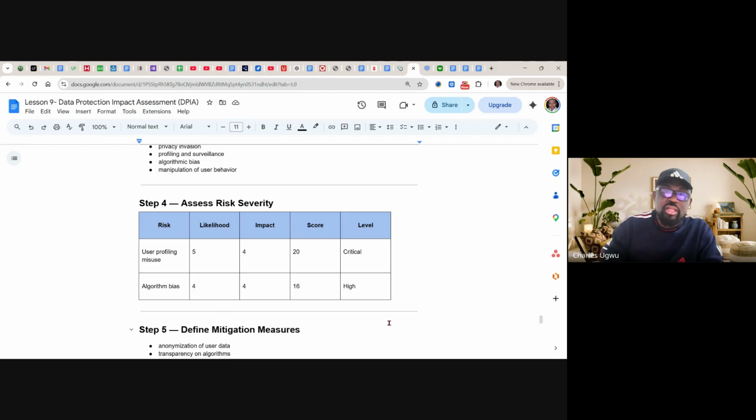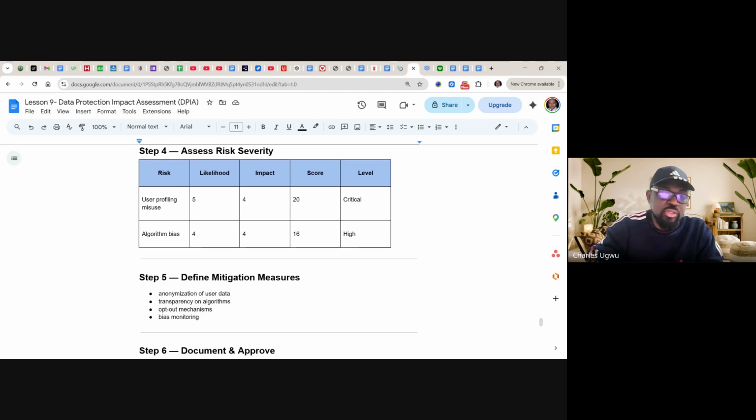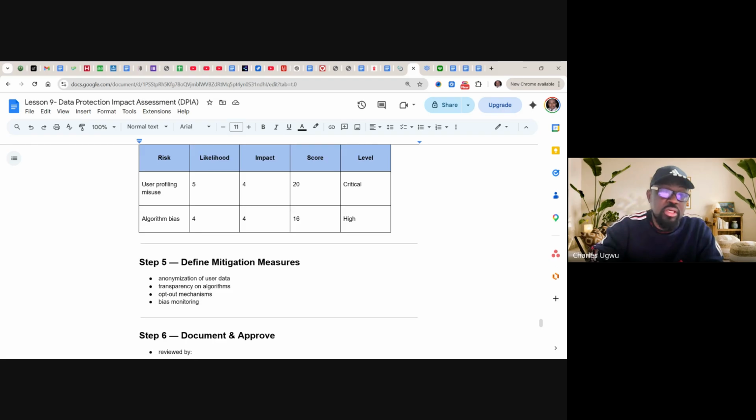All of them is still at a very alarming level, which is critical and high. So we cannot ignore it, we cannot just monitor it. We need to build a security layer, which is the mitigation measure. So all you need to do is anonymization of user data, transparency of algorithm, opt-out mechanism, and bias monitoring.